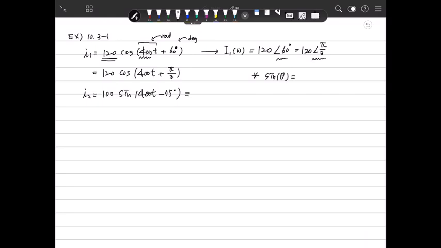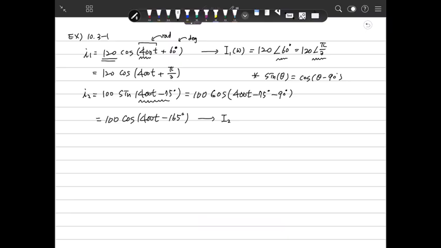Sine theta, in the same way, is cosine of theta minus 90 degrees. So we can use that: 100 sine can be expressed as cosine. Then theta here is 400t minus 75 degrees minus 90 degrees. So it can be expressed as 100 cosine of 400t minus 165 degrees. So that can be expressed as a phasor.